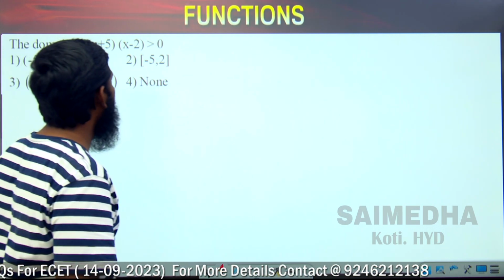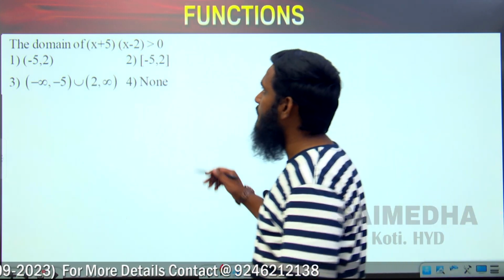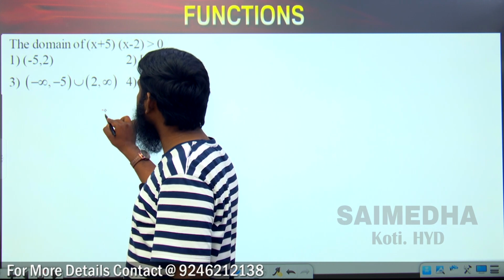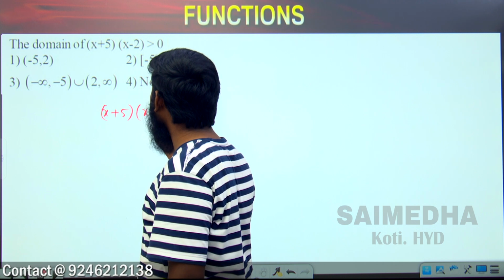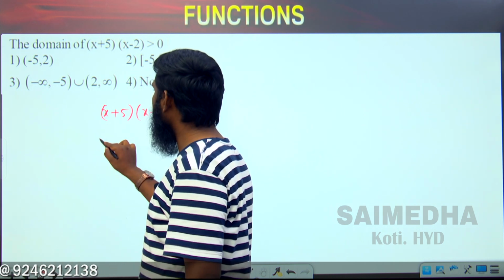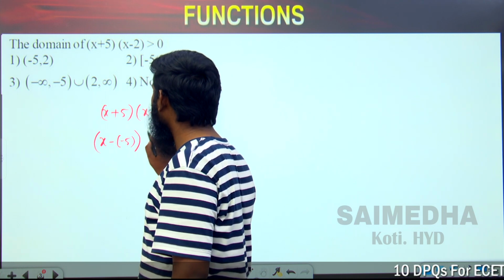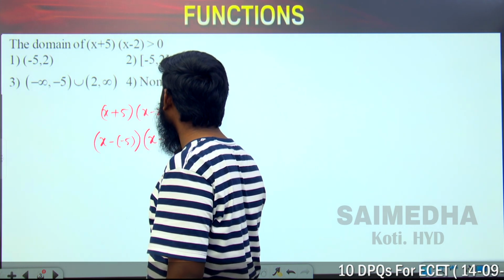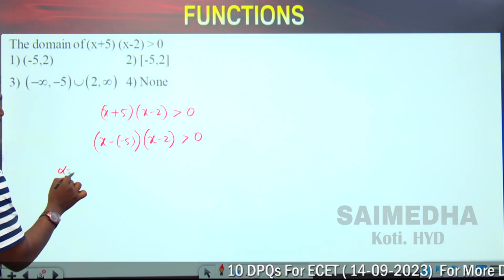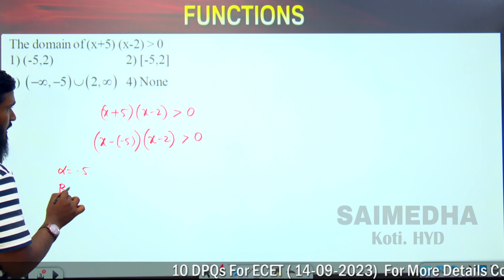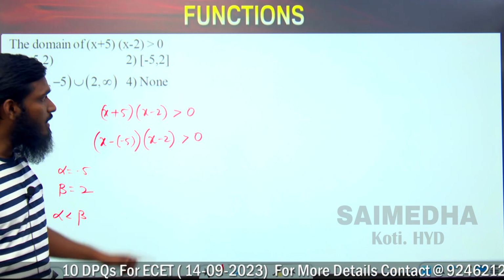The domain of (x plus 5) into (x minus 2) greater than 0 we are having over here. Just now we have taken x plus 5 into x minus 2 greater than 0, which means first we write x minus of minus 5, that is x plus 5, and x minus 2 greater than 0. Now what are the alpha and beta values? Alpha is equal to minus 5, beta is equal to 2, alpha is less than beta, the condition is satisfied.